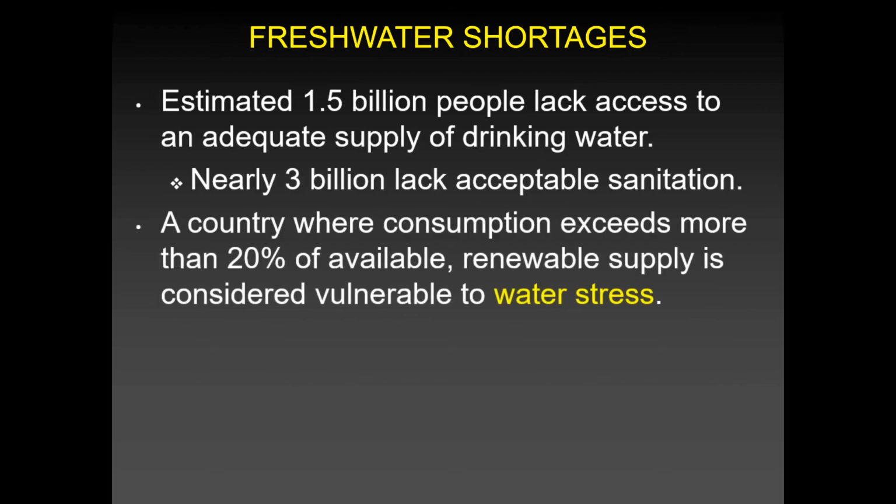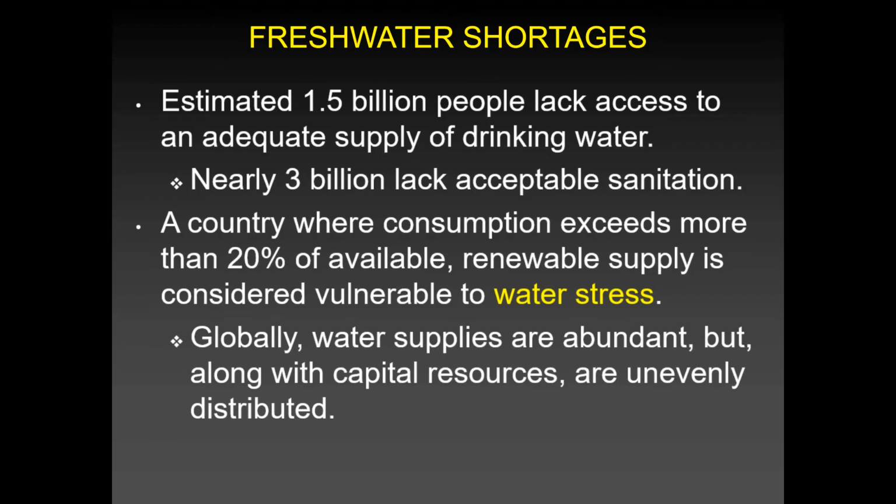A country where consumption exceeds more than 20% of available renewable supplies is considered vulnerable to water stress. Globally, water supplies are abundant, but along with capital resources they are unevenly distributed. What this is saying is that some people have access to water and then they don't use that, but what that does is it takes away water access from people who really need it.